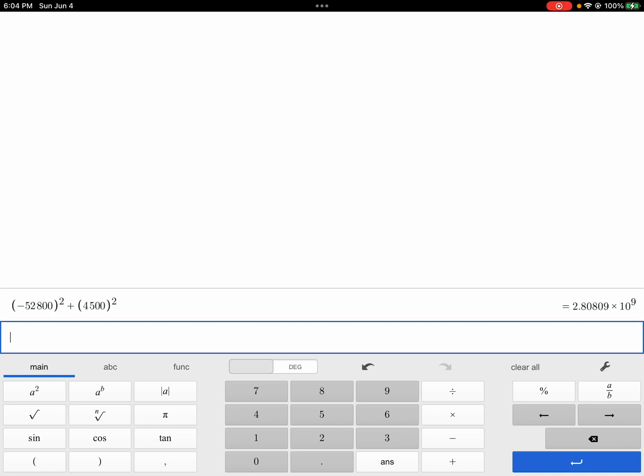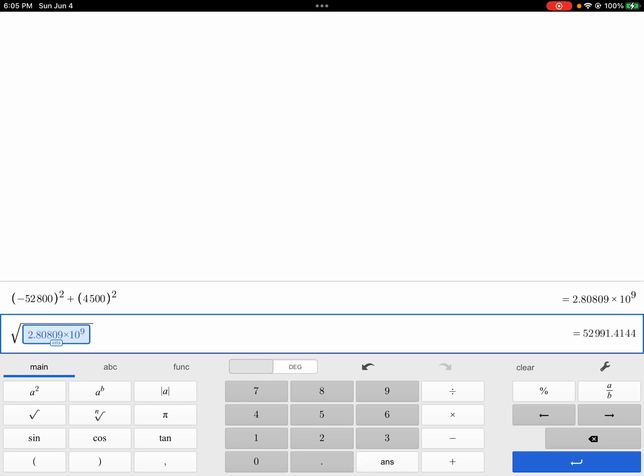That's actually, it's in scientific notation. So that means 2.80809 times 10 to the ninth. So I'm going to move my decimal place 9 places to the right. But I really don't need to do that because I'm going to take the square root of that answer. Notice you have an answer key on there. So my answer in feet is 52,991.41.